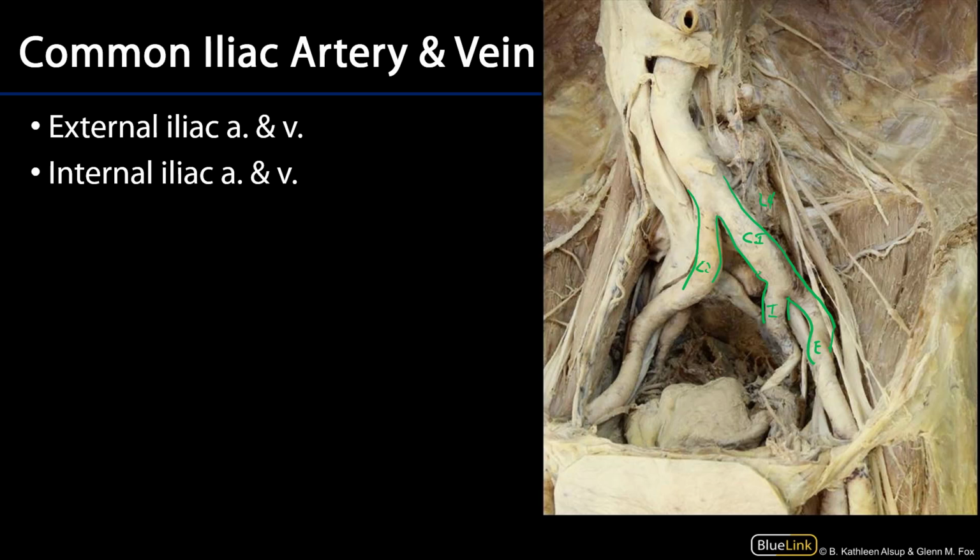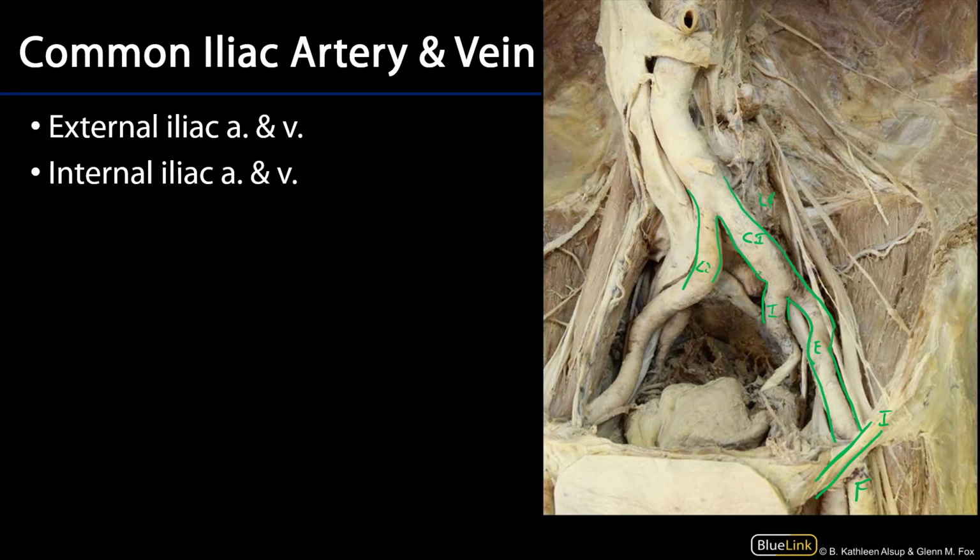The external iliac artery is heading down towards the lower limb, and when it crosses over the inguinal ligament right there, we are going to refer to it as the femoral artery, and that femoral artery is going to continue to serve the lower limb as the dominant blood supply.